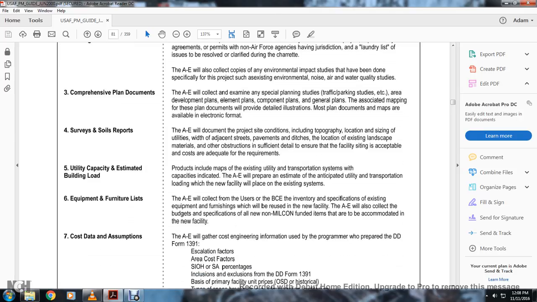Requirements 5. The utility capacity and estimated building load. Products include the map of the existing utility transportation system and its capability, as indicated by the architectural engineer, prepared with the estimated and anticipated utility transportation load of the new facility on the base's existing system, and equipment to be furnished list. The architectural engineer will complete the use of the base civil engineering environmental specification. Existing equipment for furnishing will be reused for the new facility. The architectural engineer will collect the budget specification. All new non-military construction funded items may be accommodated with the new facility.